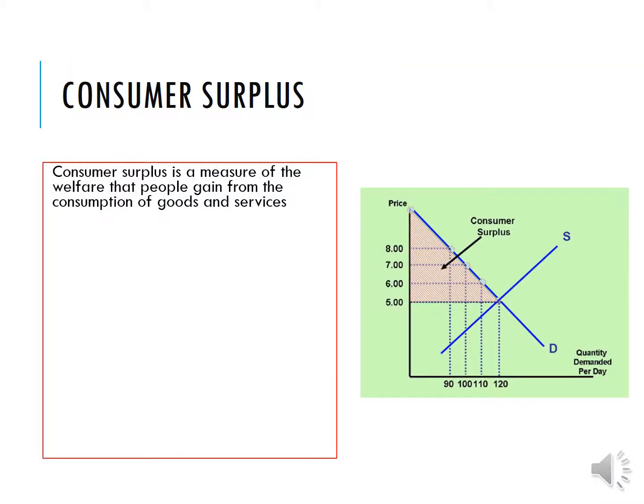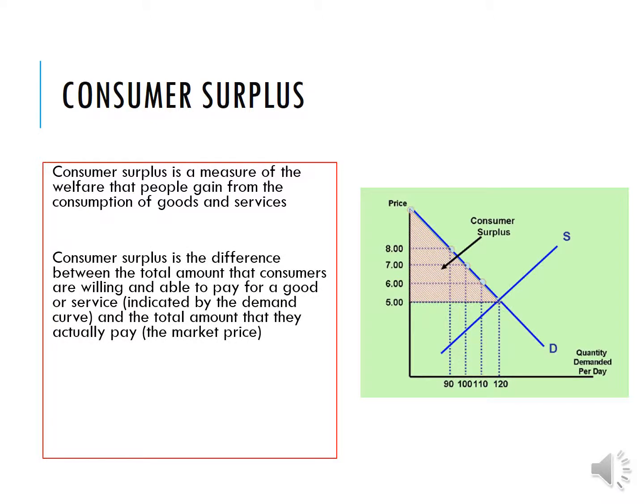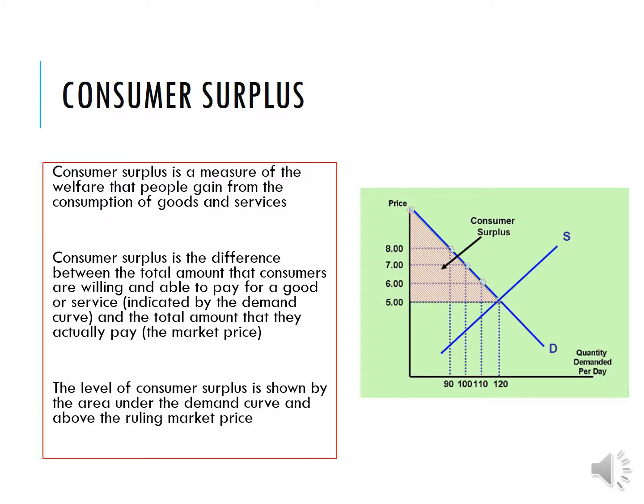So to summarize, consumer surplus is a measure of the welfare that people gain from the consumption of goods and services. It's the difference between the total amount that consumers are willing and able to pay for a good or service and the total amount they actually pay, the market price. The level of consumer surplus is shown by the area under the demand curve and above the current market clearing price.